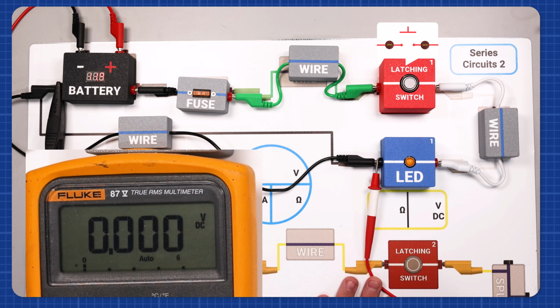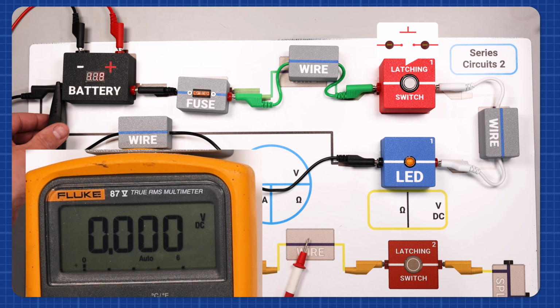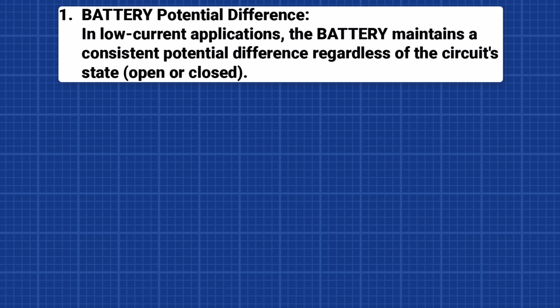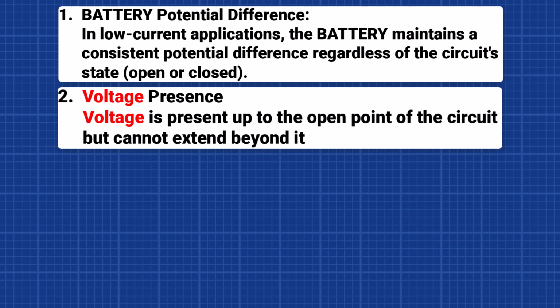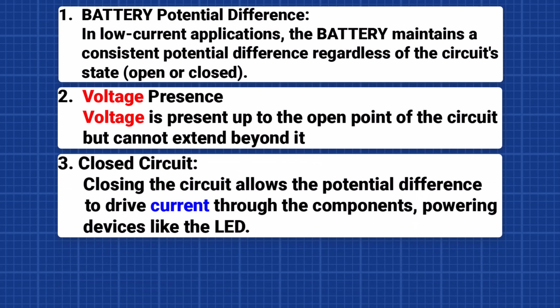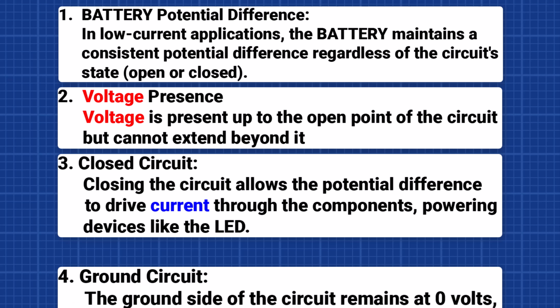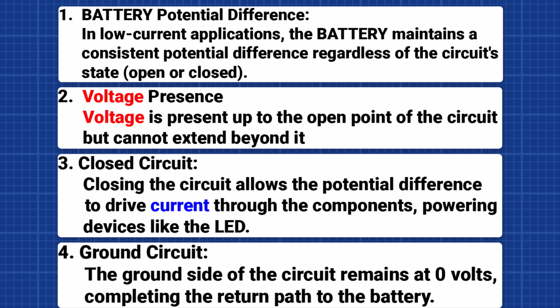These measurements highlight some key points about how voltage behaves in a circuit. Number 1, the battery maintains a consistent potential difference regardless of the circuit's state. Number 2, voltage is present up to the open point in the circuit, but cannot extend beyond it. Number 3, closing the circuit allows the potential difference to drive current through the components, powering devices like the LED. Number 4, the ground side of the circuit remains at 0 volts, completing the return path to the battery.